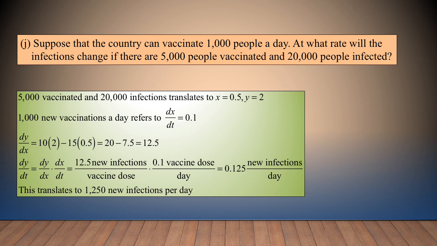So dy/dx we know is 10y minus 15x, and that is 10 times 2 minus 15 times 0.5, giving 20 minus 7.5, and that becomes 12.5.